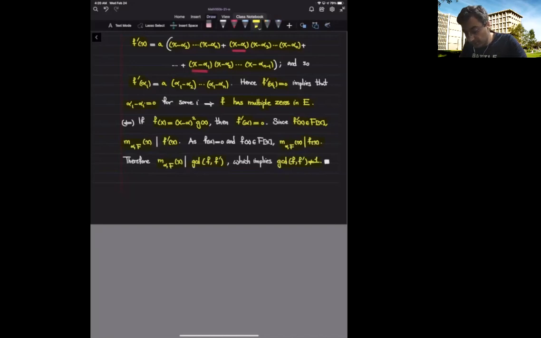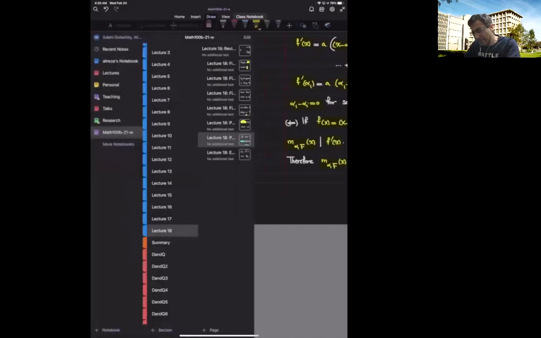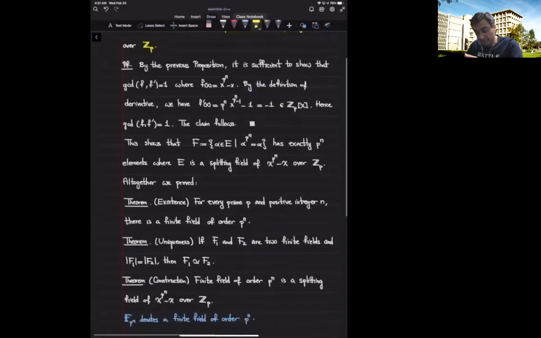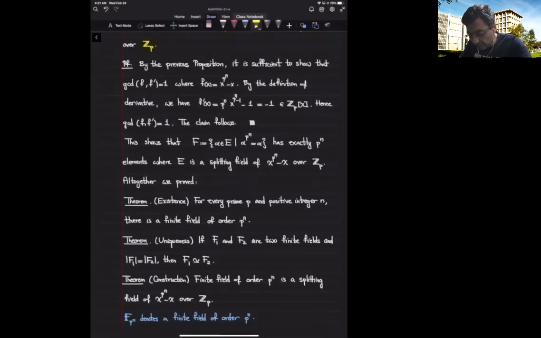Okay, so we showed both sides. Very good. So now we have a very good understanding of under what condition the polynomial does not have multiple zeros in its splitting field. So let's go back to the polynomial x to the power p to the n minus x. I want to say that this polynomial does not have multiple zeros in its splitting field over Z_p. By the previous proposition, it's enough to show that the GCD of f and f prime is 1. So I need to find f prime, where f is this polynomial.